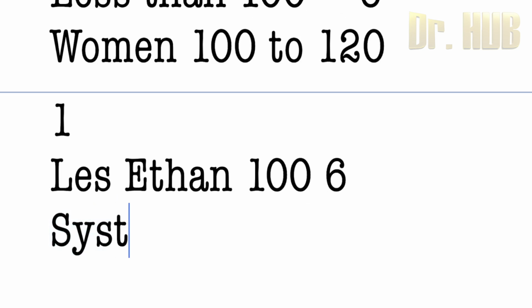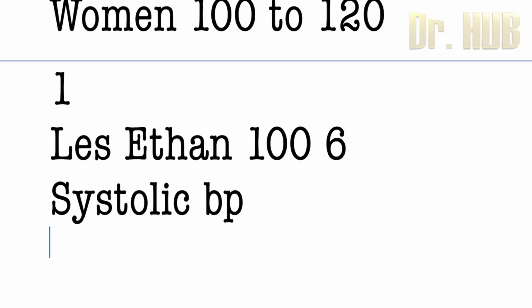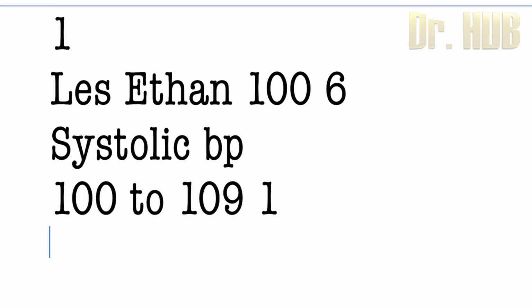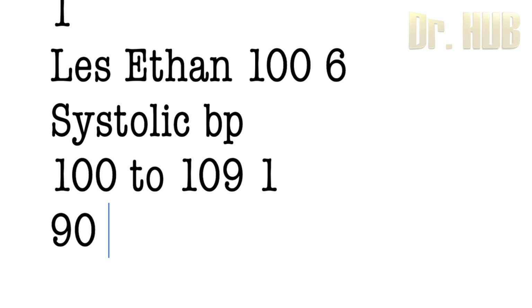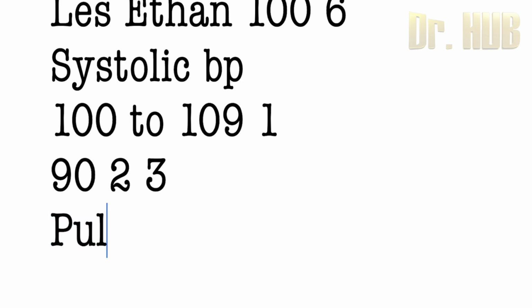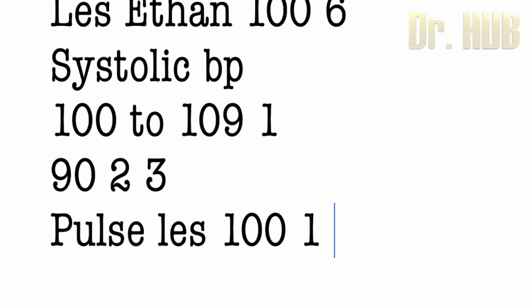Now what about the systolic BP? Systolic BP from 100 to 109 includes a score of 1, and when it reduces by 10, that is 90 to 99, it is a score of 2, and less than 90, it is a score of 3. So as systolic decreases, the score increases, and as hemoglobin decreases, again the score increases. Now what about the pulse? If the pulse is 100 or more, it is a score of 1.